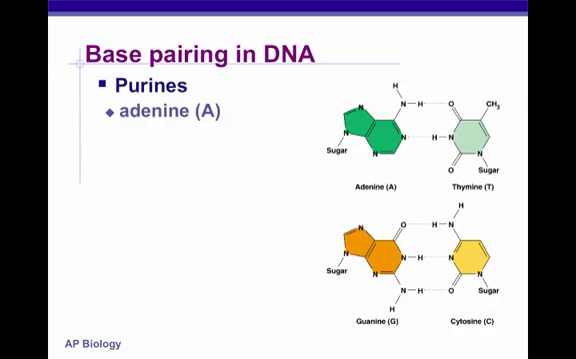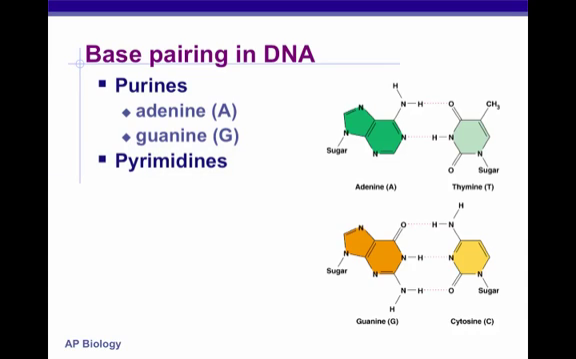So let's look at the base pairing in DNA. We have purines, adenine, which we abbreviate as A, guanine, which we abbreviate as G, and then the pyrimidines, we have thymine, which you abbreviate as T, and cytosine, which you abbreviate as C. Easy way to remember it is pyrimidines start with a Y, and thymine and cytosine each have a Y in it. Adenine and guanine are both purines without Ys.